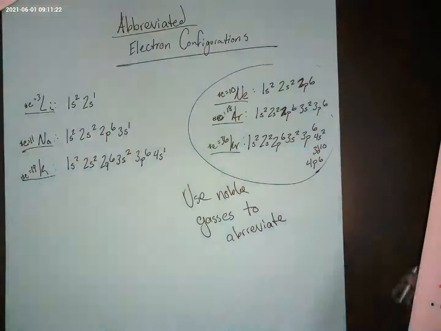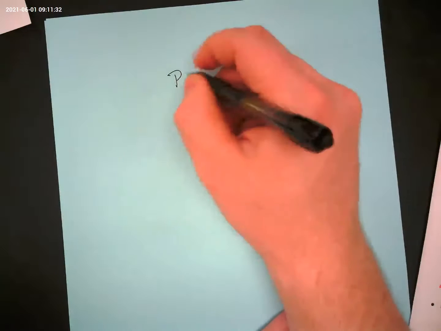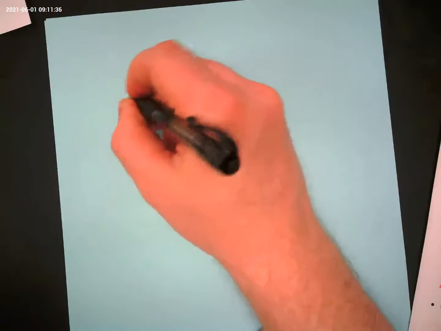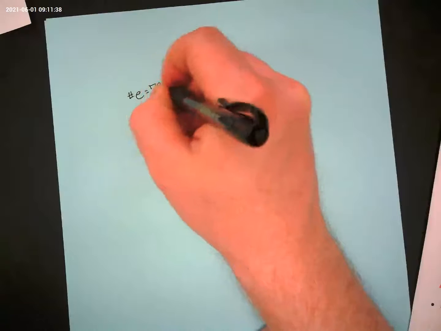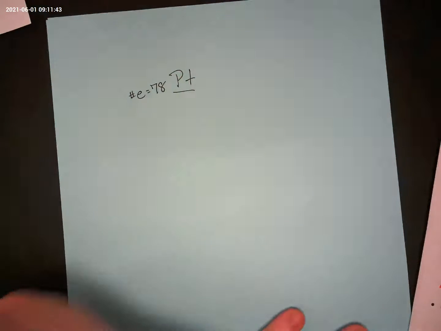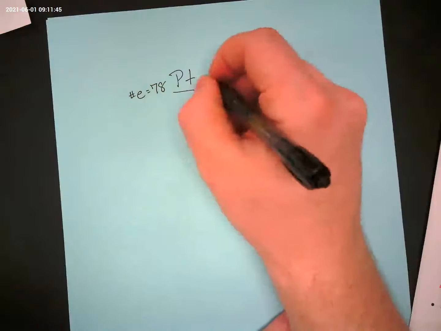Now, let's show that in action. So let's say for this abbreviated electron configuration, let's do a really big one. So let's do platinum. Okay, not the biggest, but a hassle. So platinum has 78 electrons. Just simple plain Jane platinum has 78 electrons.